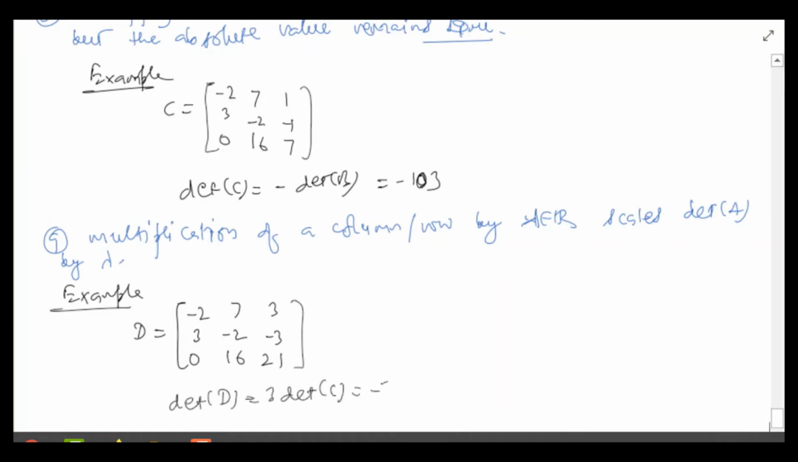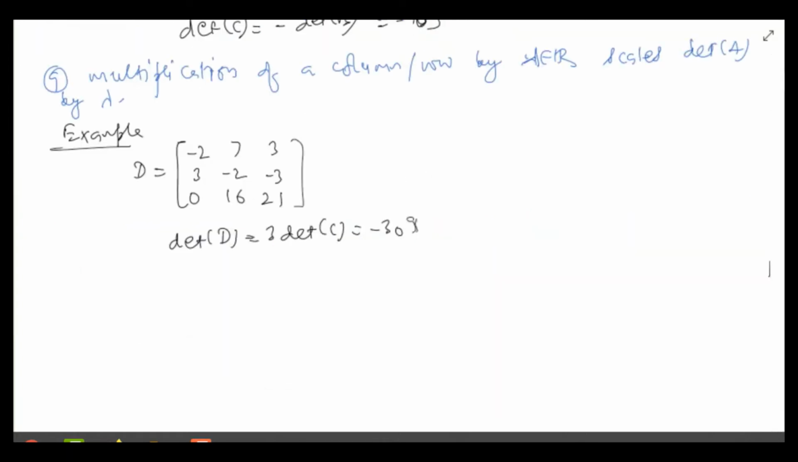Which will be minus 309. Okay. In particular, this property says that if I multiply all the entries of a matrix by a constant lambda, the determinant of the resulting matrix will be lambda raised to n times the original determinant. In particular, if I multiply all the entries of A by lambda, that is if B is lambda A, then determinant of B is lambda raised to n times determinant of A.